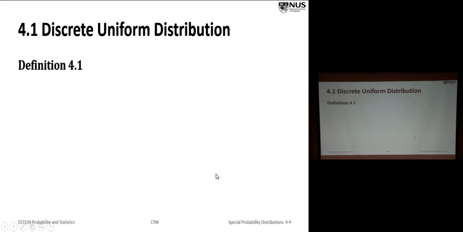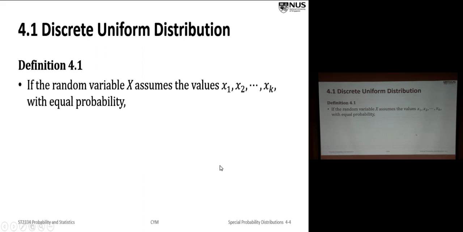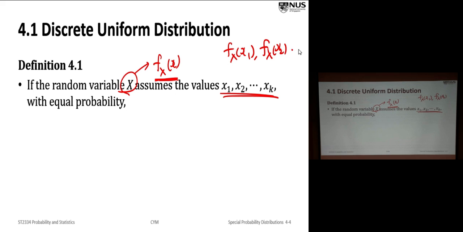All right, so the discrete uniform distribution, very simple. This is the random variable x, and in order to talk about a distribution, you have to know two things. First of all, the probability function. Second, the range of the x values. In this case, the x values are x1, x2 up to xk. We just have k numbers. And then you have f of x evaluated at x1, f of x evaluated at x2, and so on.